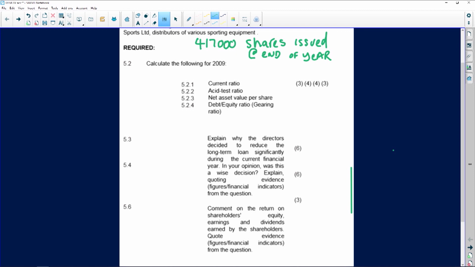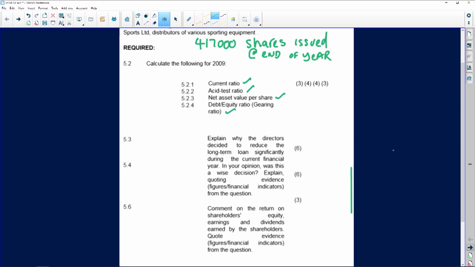So let's get started. The first question that I'm going to look at, we are going to be completing the following. I just want to quickly browse through some of the questions. We're going to do a bit of calculation. So we're going to calculate the current ratio, the asset test ratio, net asset value per share, as well as the debt equity ratio. And once we've done these calculations, we will then answer the analysis part of the question.